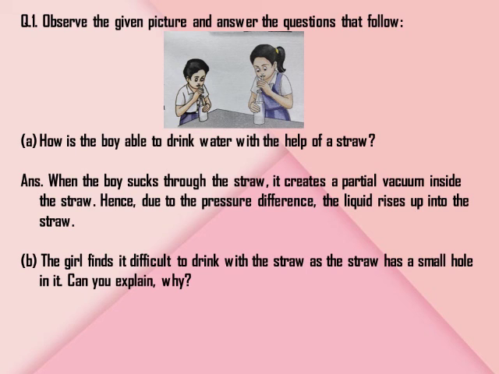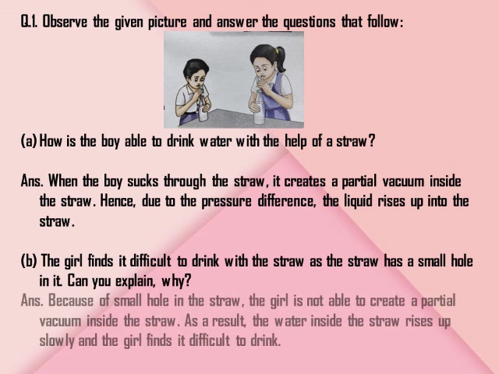The girl finds it difficult to drink with the straw as the straw has a small hole in it. Can you explain why? Because of the small hole in the straw, the girl is not able to create a partial vacuum inside the straw. As a result, the water inside the straw rises up slowly and the girl finds it difficult to drink.